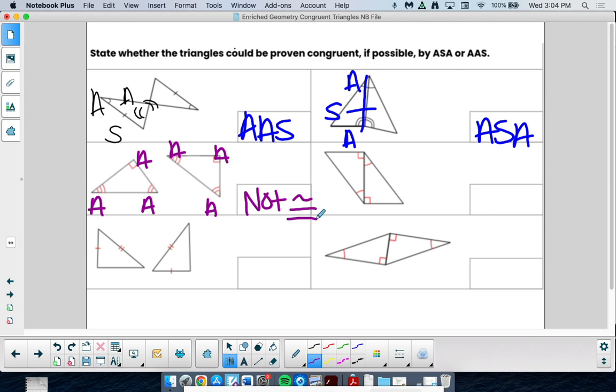Okay, you try these last three on your own, see how they go, pause the video, and then check your work with mine, okay?